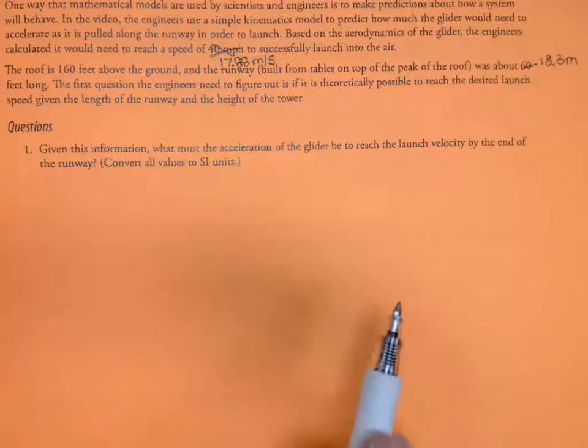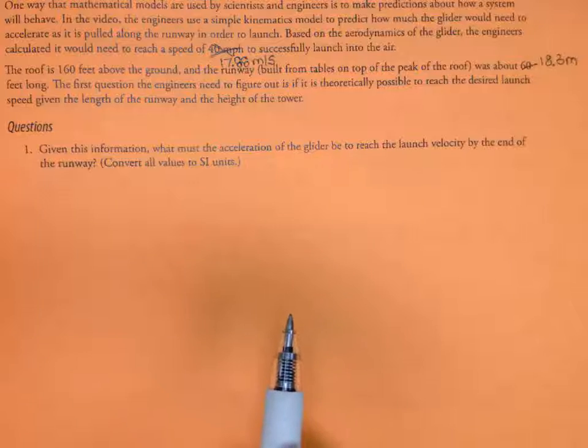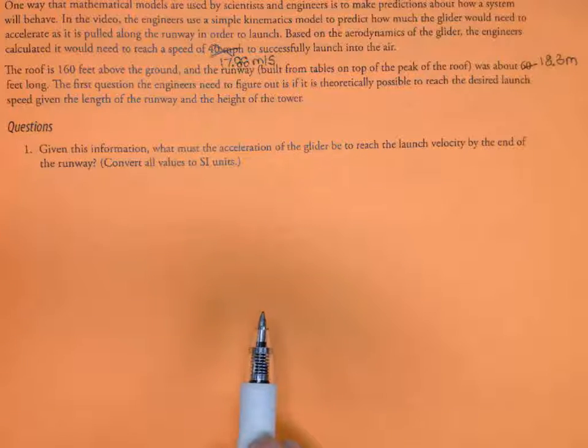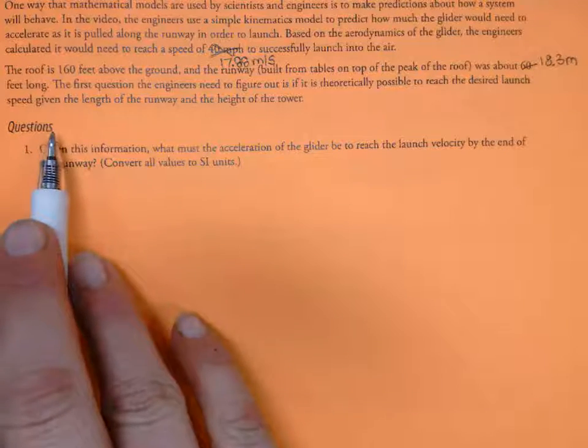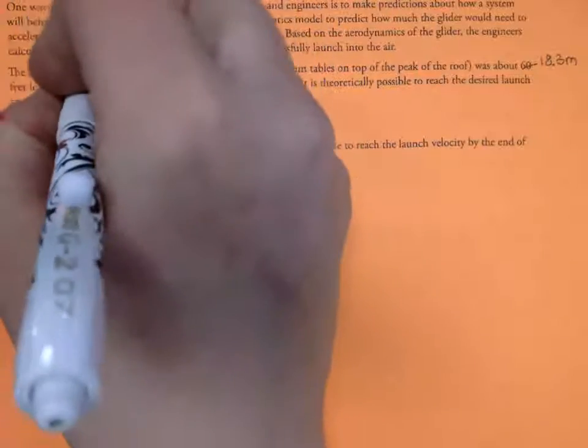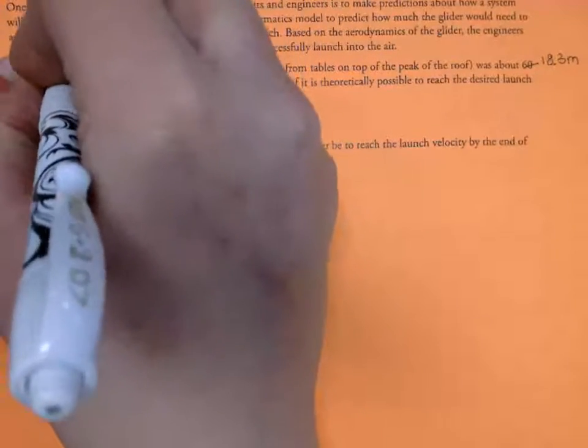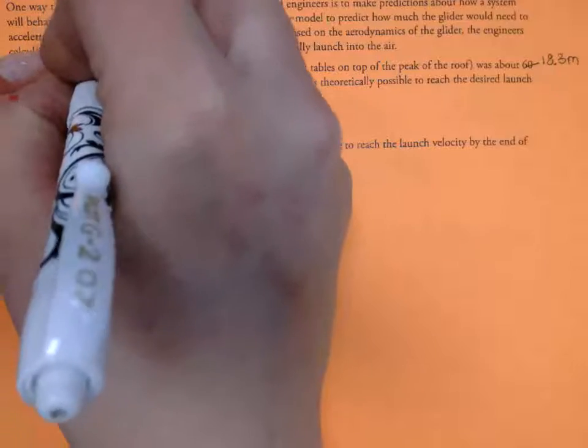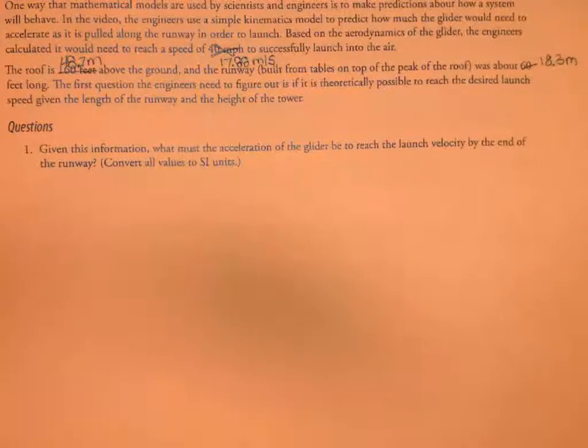So I converted the first two to SI units for you. I need to convert 160 feet to SI units for you. Give me just 1 second. 160 feet times 0.3048 is 48.7 meters. So everything has been converted to SI units for you.